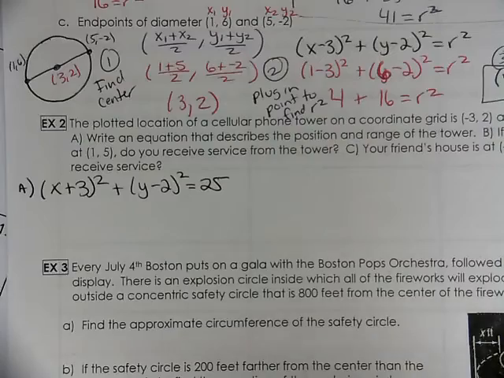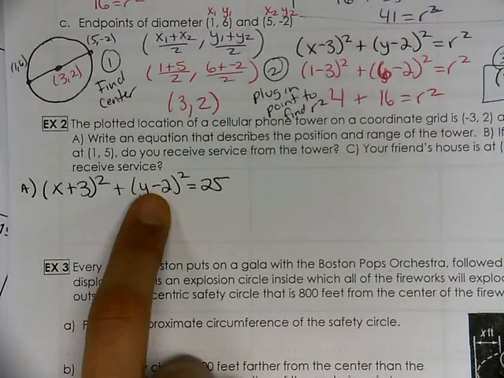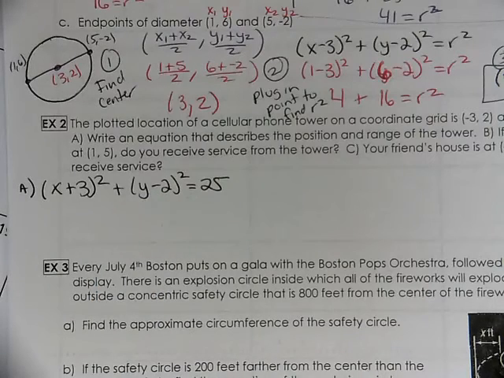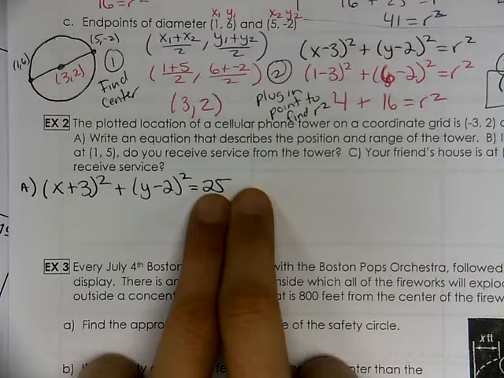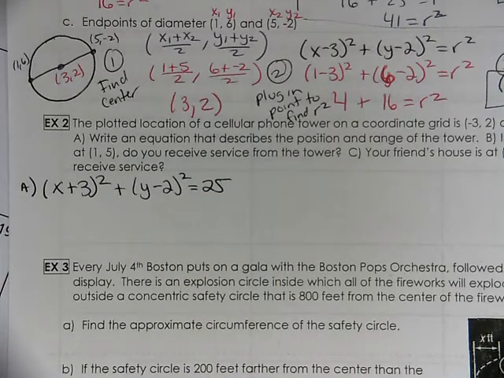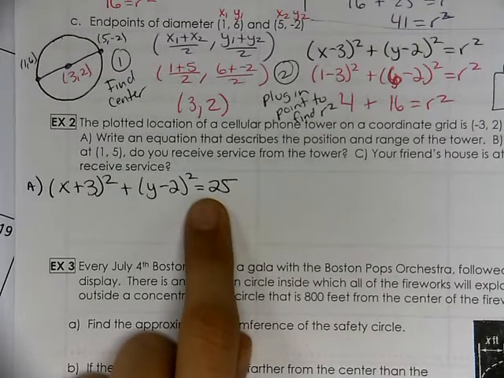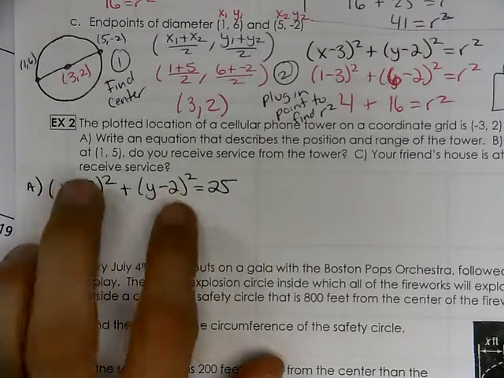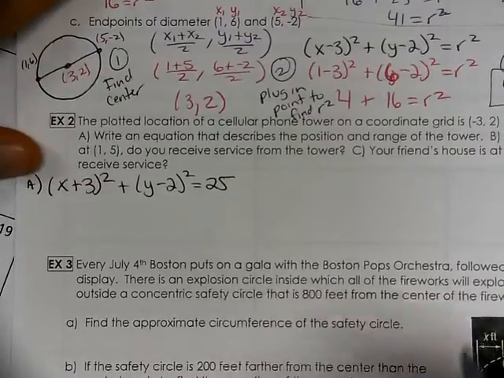So the way we're going to figure this out, we're going to plug in (1, 5) into our equation. If the number we get is less than our r squared, we're inside the circle, we get range. We get service. If the number we get is greater than 25, we're outside the circle. If the number we get is equal to 25, that means we're on the edge of the circle. Does that make sense? So we're going to plug in where we live.